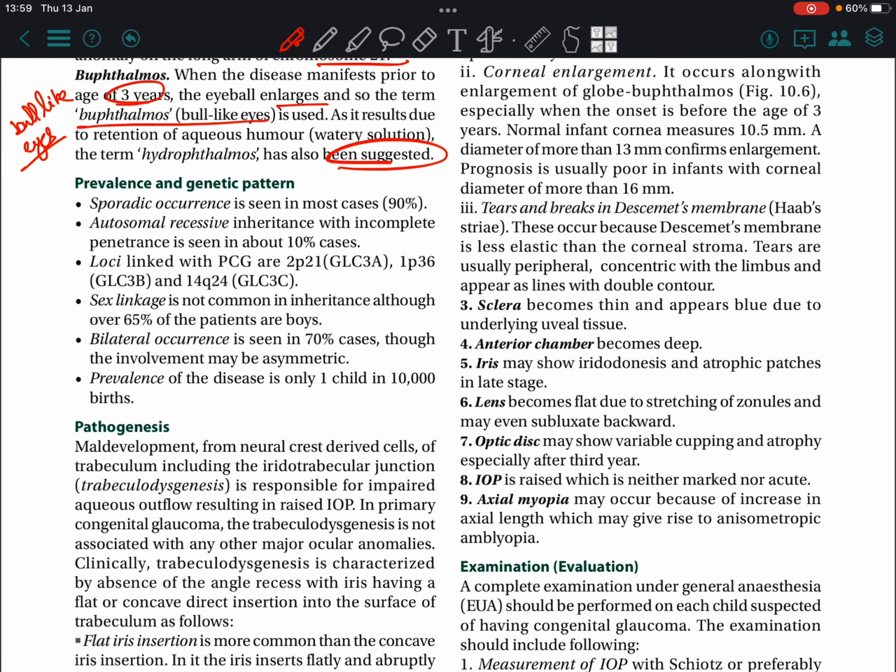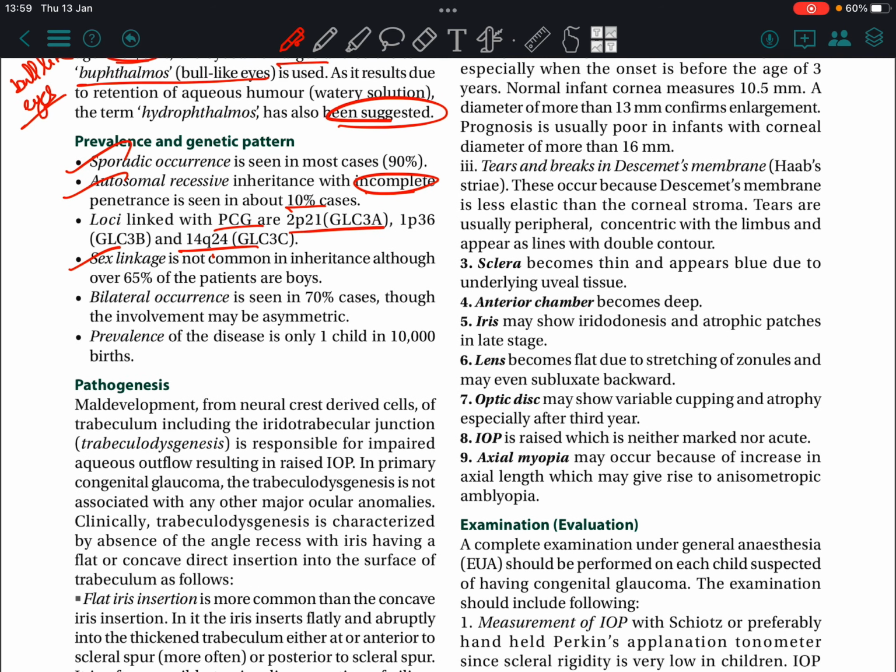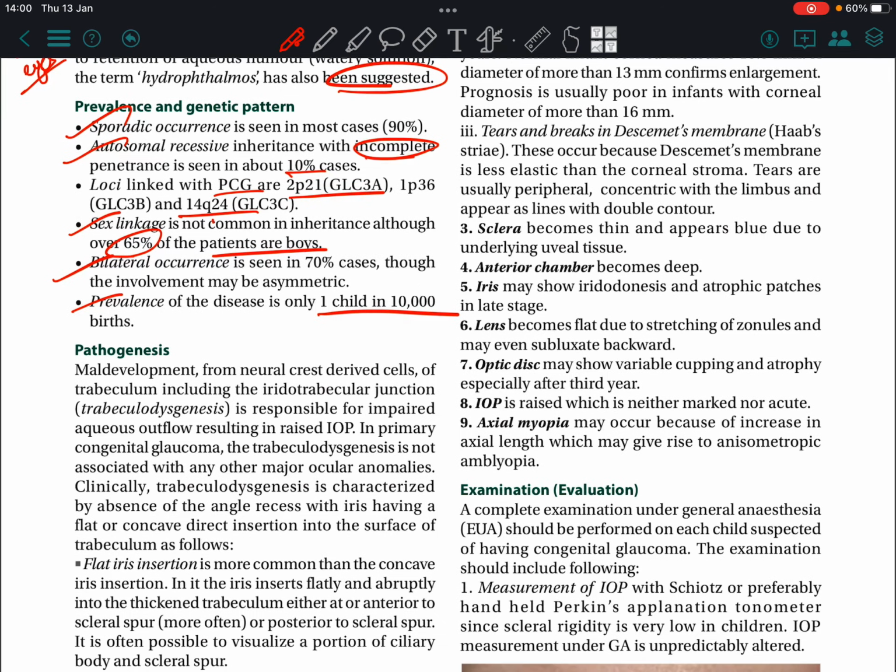Prevalence and genetic pattern. Sporadic occurrence is seen in most cases. Autosomal recessive inheritance with incomplete penetrance is seen in about 10% of cases. Loci linked with PCG are 2p21, 1p36 and 14q24. Sex linkage is not common in inheritance, although over 60% of patients are boys. Bilateral occurrence is seen in 70% of cases. Prevalence of the disease is only one child in 10,000 births.